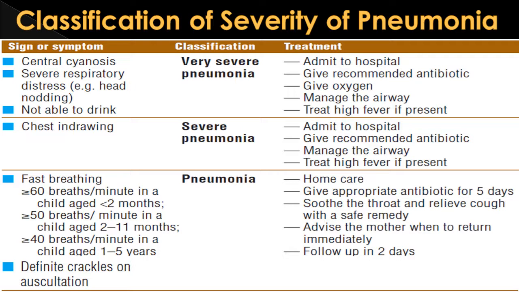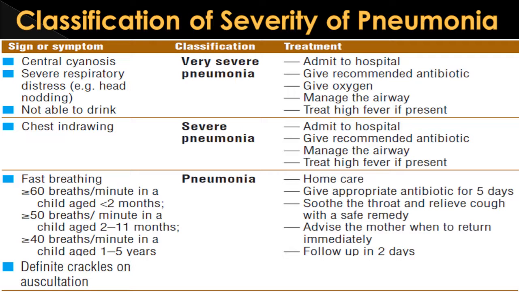If, in addition to fast breathing and crackles on auscultation, the child has chest indrawing, this is severe pneumonia. Any child with severe pneumonia has signs of respiratory distress, and this child should be admitted to hospital. Give the recommended IV antibiotic, which can be decided by your ward or department. Airways are to be managed.